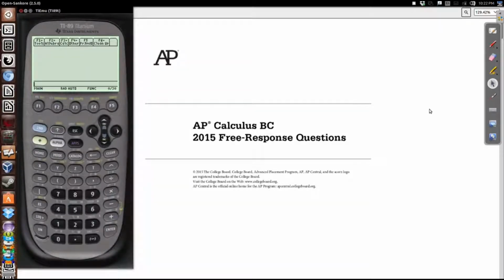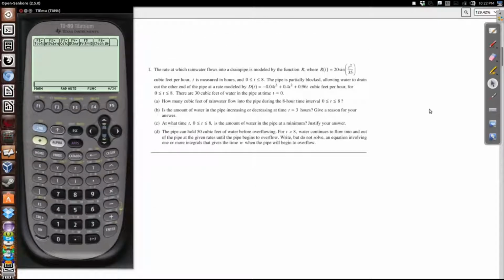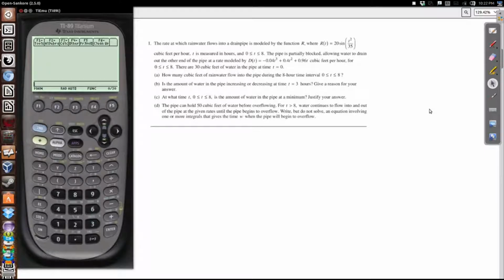Over another. So we're going to start with problem number 1. It says the rate at which rainwater flows into a drain pipe is modeled by this function r, in cubic feet per hour, t is measured in hours, and we have a domain here. It says the pipe is partially blocked, so water flows out of this drain at a slightly different rate, and there are 30 cubic feet of water in the pipe at time t equals 0.